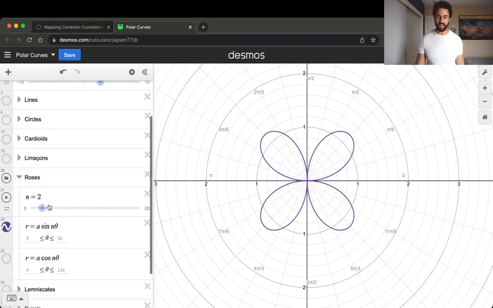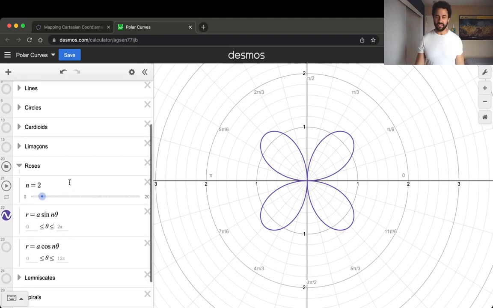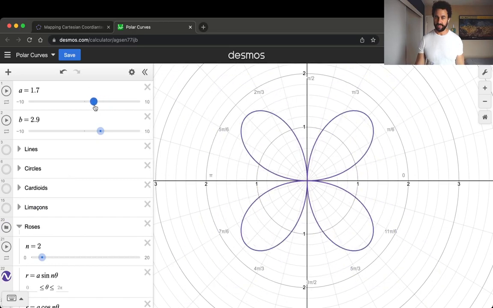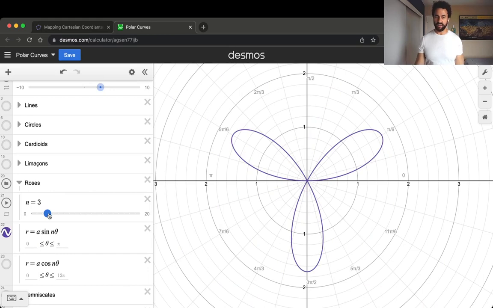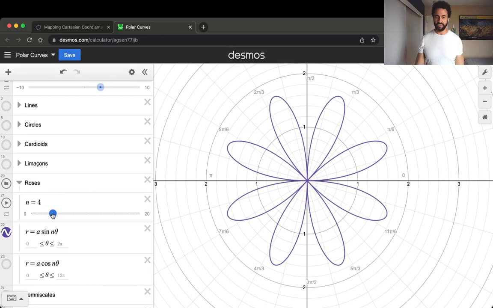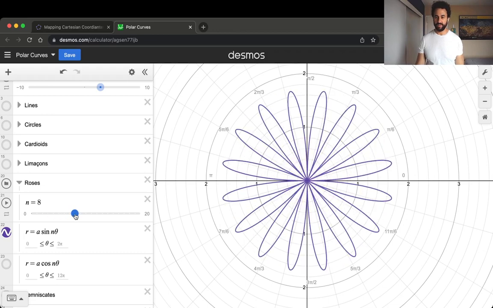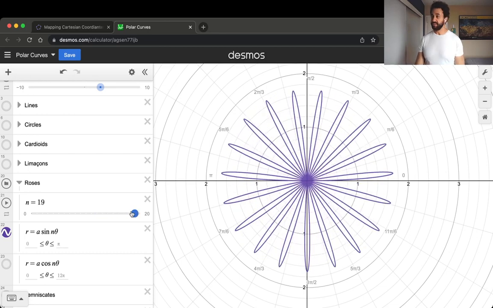So here I've got n equals 2, and these are the formulas: a sine n theta, a cosine n theta. As I increase a, that just increases the diameter essentially, right? But when I increase n, that increases the number of petals. If it's odd, there are n petals. If it's even, there are 2n petals. There we go. More and more and more. Pretty cool. So those are the roses.